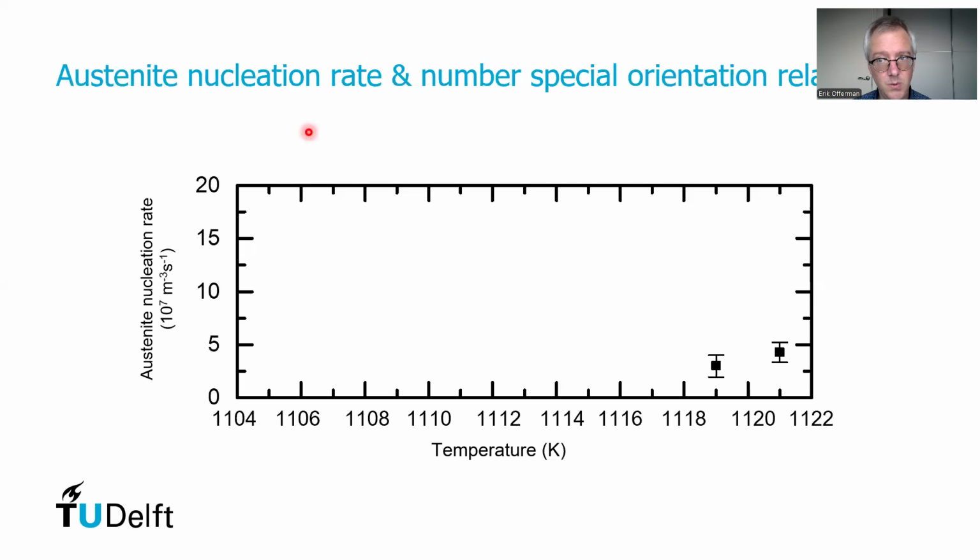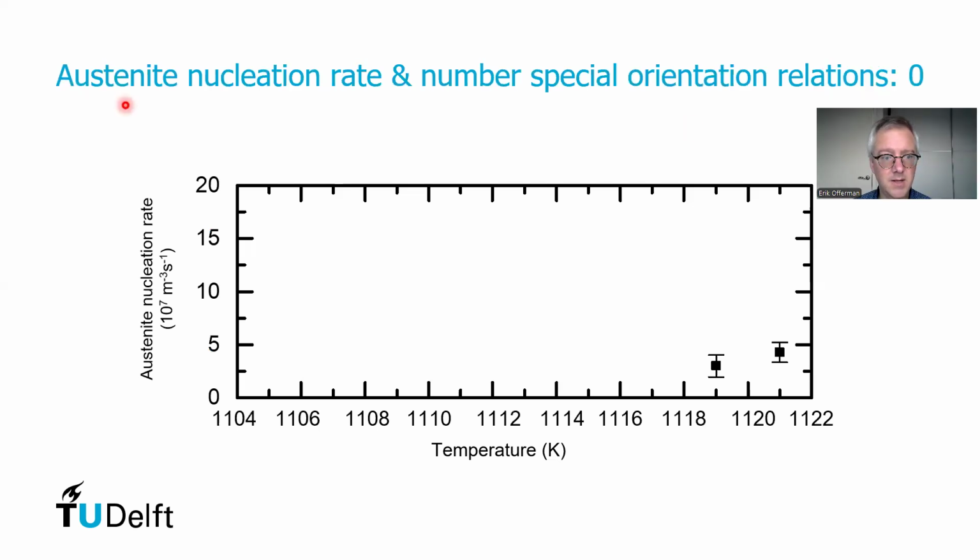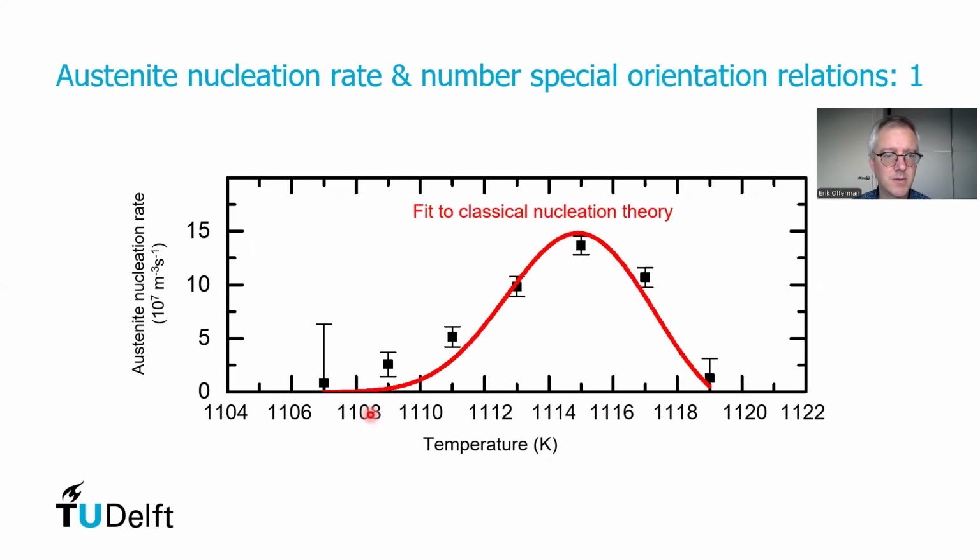So we can now also do a fit to the classical nucleation theory, except for the one with 0 special orientation relations, because we had too few data points. But here we have the austenite nucleation rate as a function of temperature. This is what we've measured, and in red there's a fit to the classical nucleation theory. So this is the case where there is 1 special orientation relation with 1 neighbor.